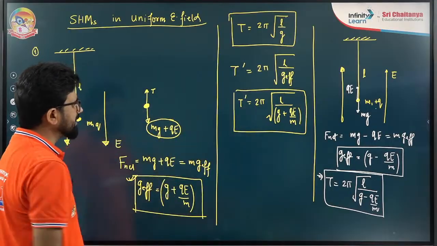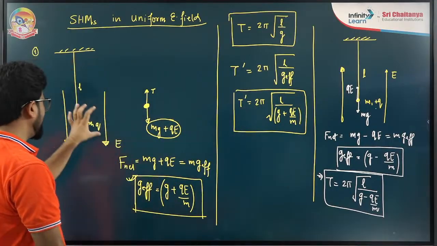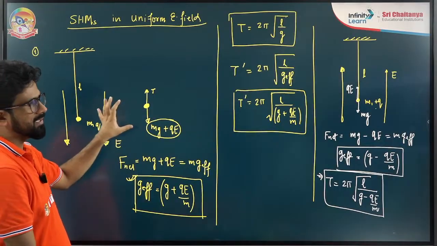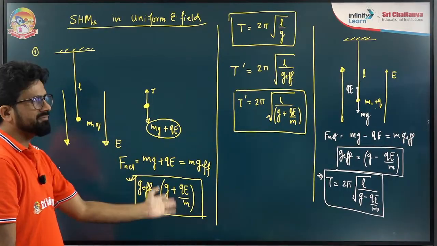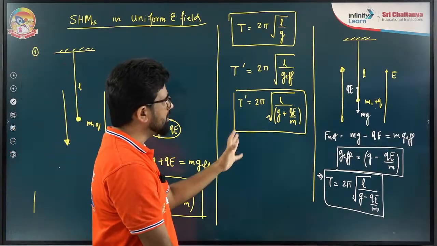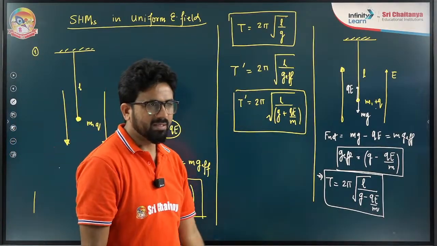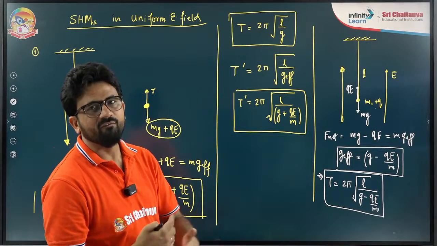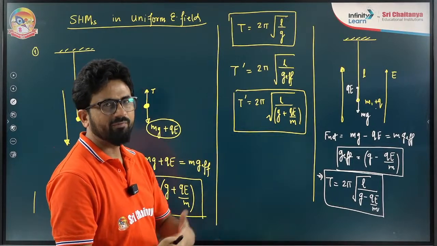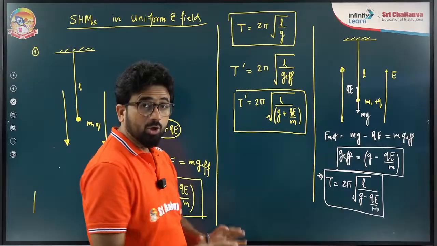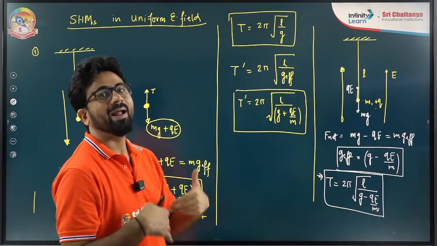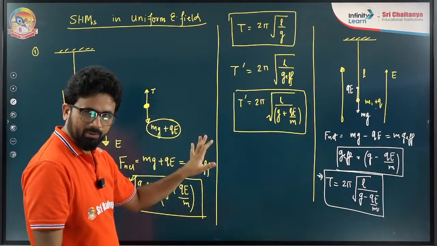This is the one shortcut way to get the answer, because I have not discussed how to get this answer, but directly I calculated the g effective, put the value and got the answer. That is one way to get the answer. But don't worry, I will explain this question again in detail today.